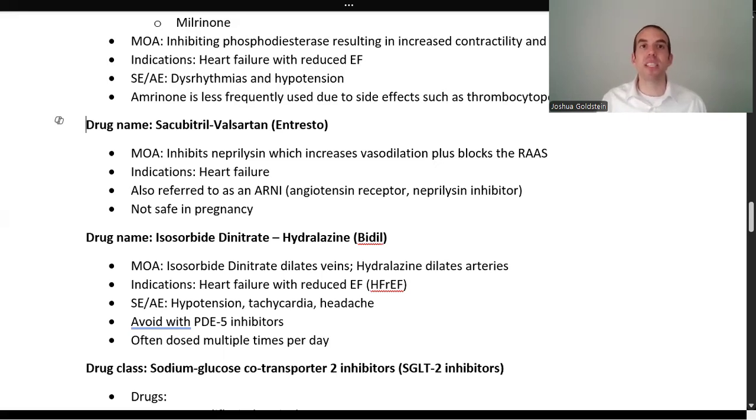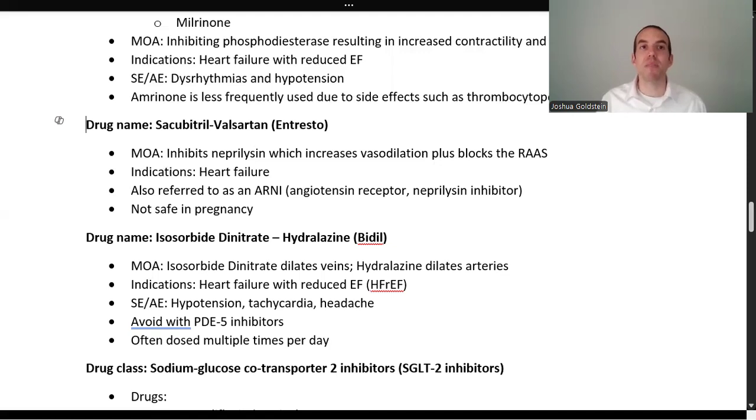The mechanism of action is that they inhibit phosphodiesterase, which results in increased contractility. It makes the heart beat harder and better, just like digoxin does. What do we use it for? We use it for heart failure with reduced EF. This is a really potent medication. This is not a first-line drug. This is what we do when we're having a difficult time managing their condition.